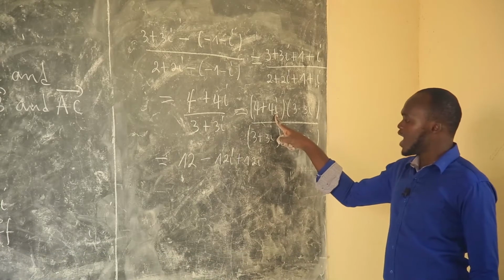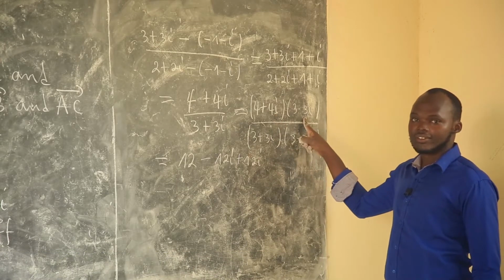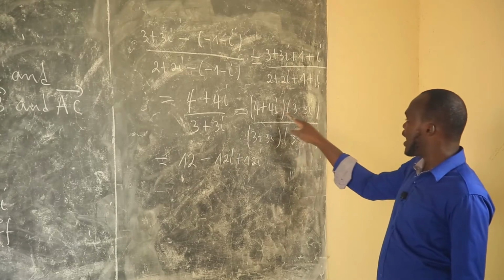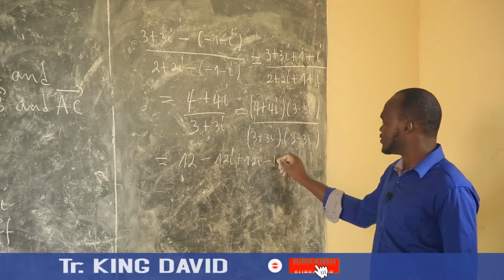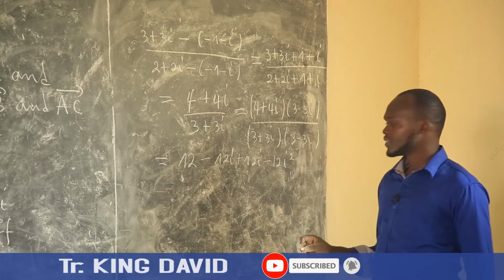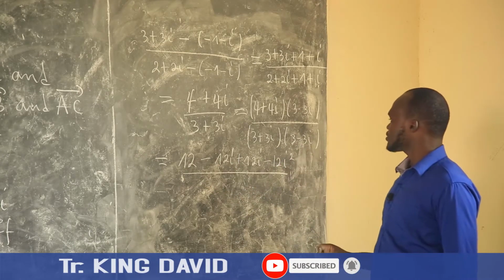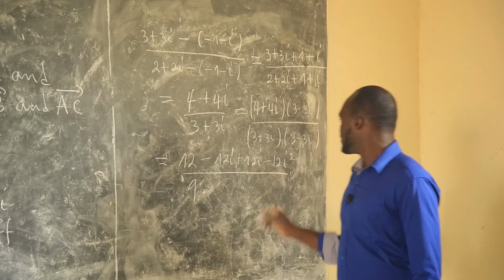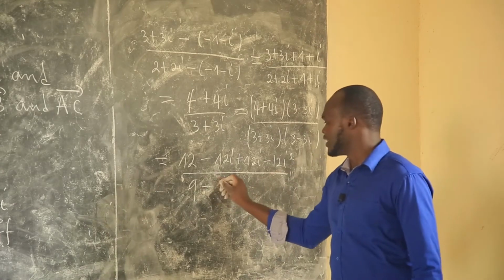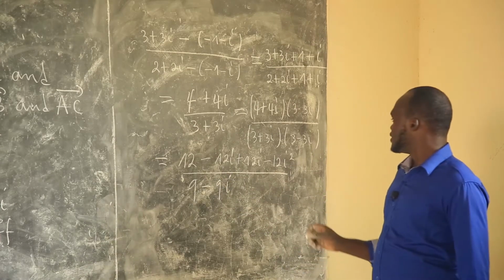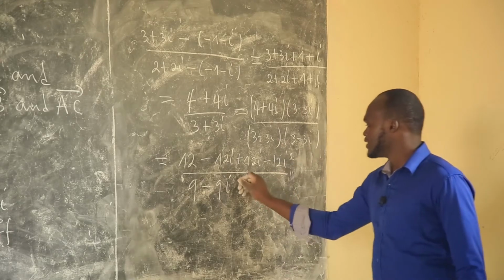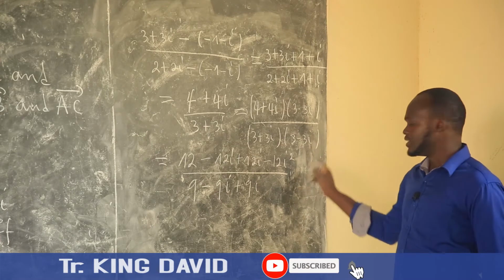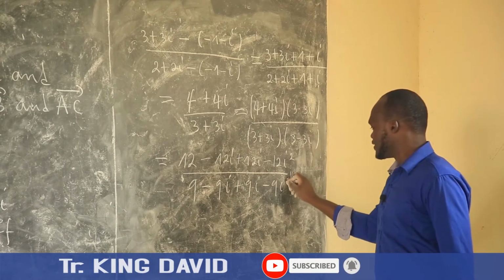Then 4i times negative 3i. 4 times negative 3, that is negative 12. i times i, that is i squared, so negative 12 i squared. Divided by 3 times 3, that is 9. 3 times negative 3i, that is negative 9i. 3i times 3, that is 9i. 3i times negative 3i, that is negative 9i squared.